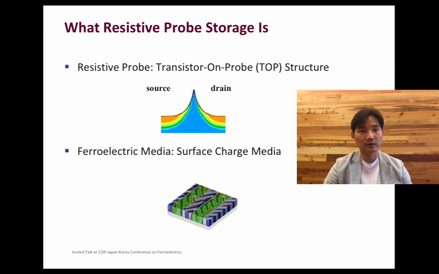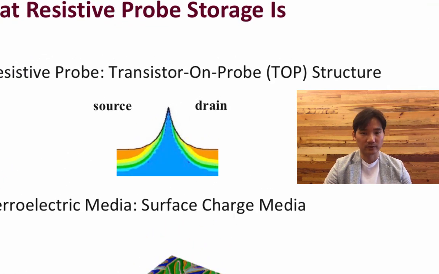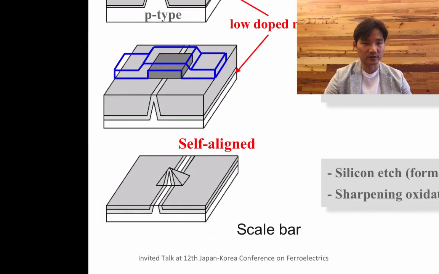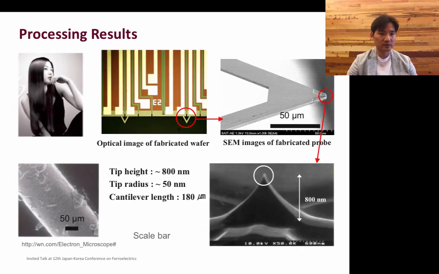So the idea Samsung came up with when I was a leader was to use a field effect transistor, which operates in the gigahertz range. The idea was to build source, channel, and drain on top of a tip. The key process idea presented by Professor Hong-Sik Park at Gyeongbuk National University was to reverse the sequence of making the channel on top of the tip, by first forming the channel and then using part of the implantation mask to self-align the channel on top of the tip. The processing results are history as well. As you can see, we were able to make a field effect transistor tip using a MEMS process.